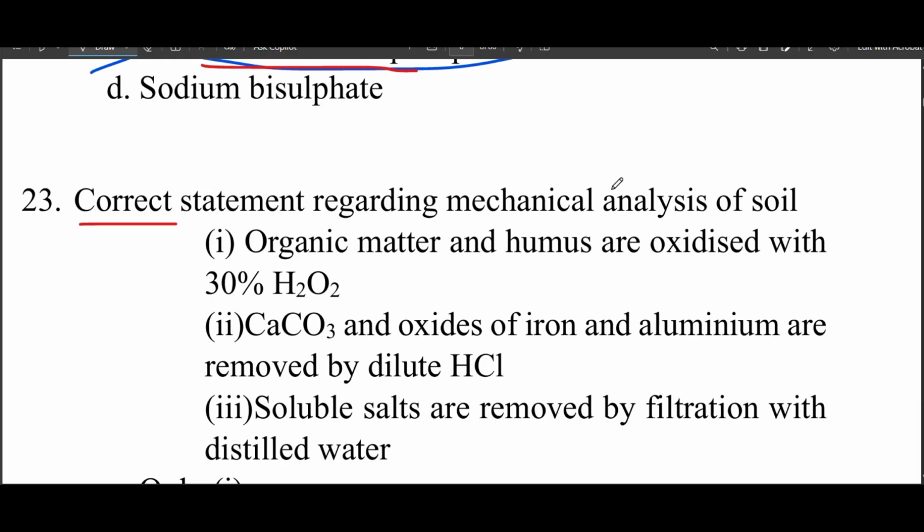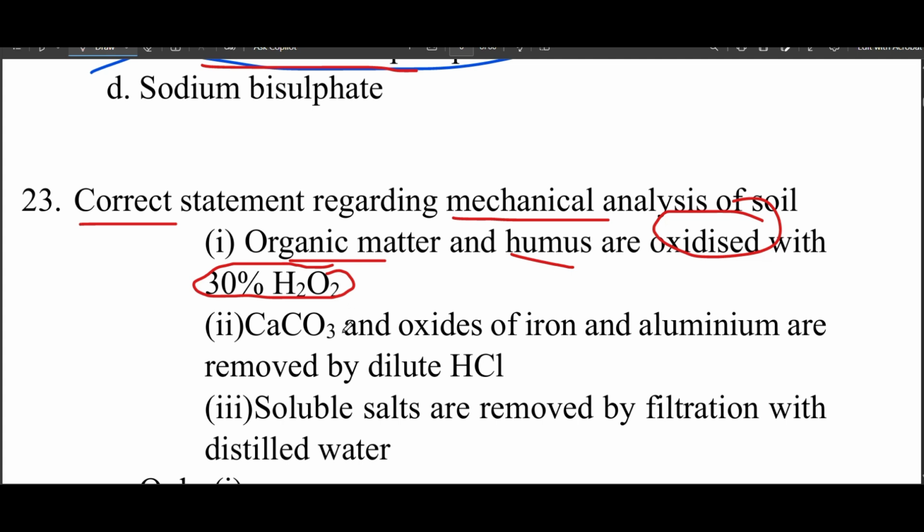So in the mechanical analysis, organic matter and humus are oxidized with 30% H2O2. It is a correct statement. You have to see the percentage: 30% hydrogen peroxide is a strong oxidizing agent, so we can oxidize the organic matter and humus. Why are we oxidizing organic matter and humus? We don't want them. We have to analyze only sand, silt and clay particles. So we are removing the organic matter and humus. The only way of removing them is oxidizing with a strong oxidizing agent, so we use 30% H2O2.